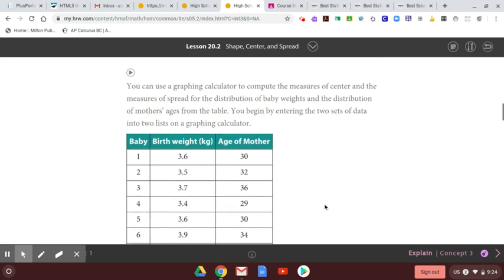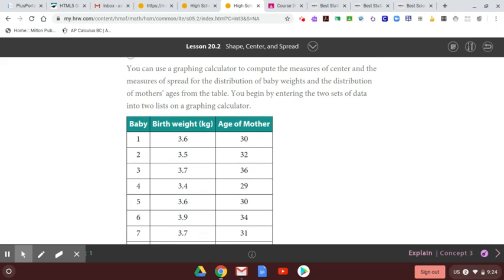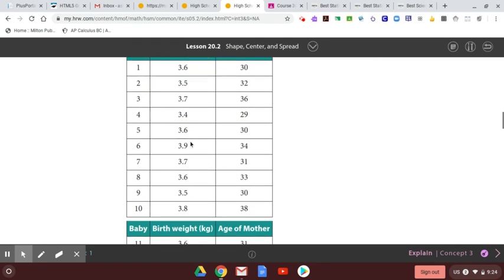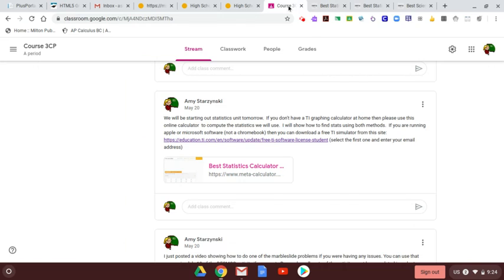Okay, so we're going to compute some of the statistics for the same data that we were already looking at. If you have a graphing calculator, a TI, you can do this under stat edit to bring you to list 1, list 2, and then you can go to stat calc, one variable stats, L1, L2 to compute those as well. If not, you can use the calculator that I posted on Google Classroom, and we can just enter the data into that. So that's what I did for the birth weights and for the mother's ages. The stats calculator is in the stream on your Google Classroom.